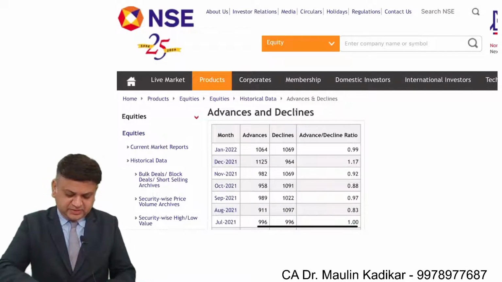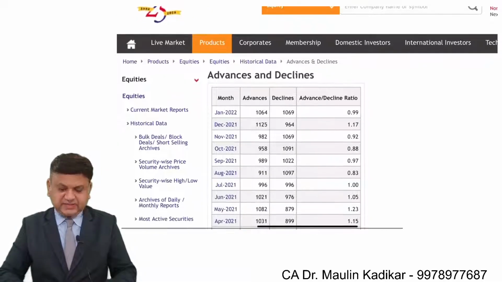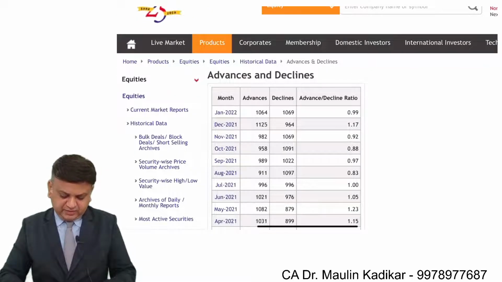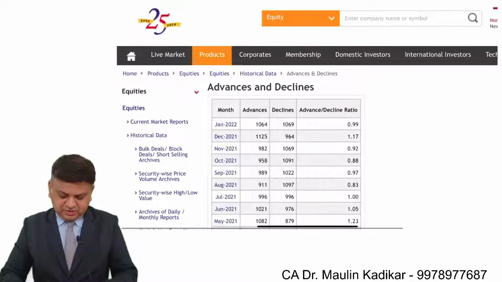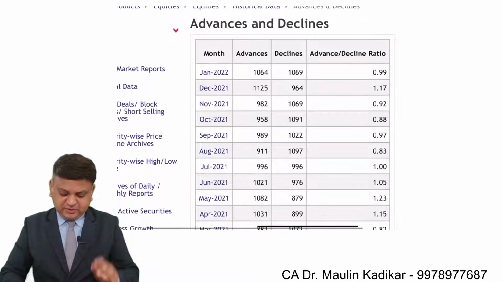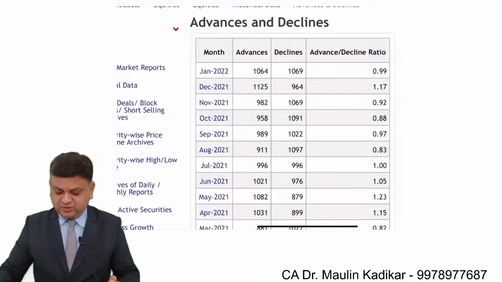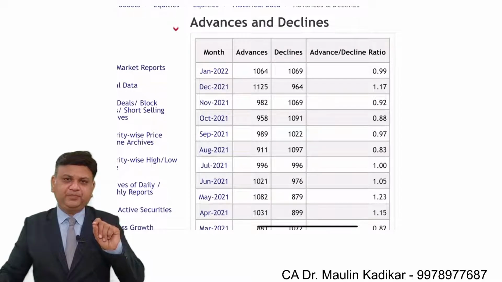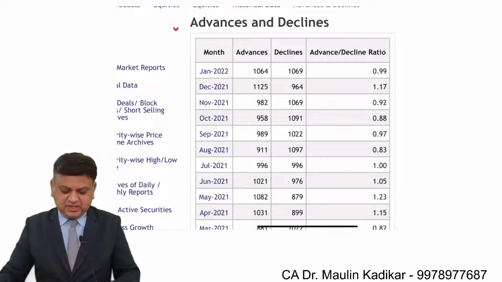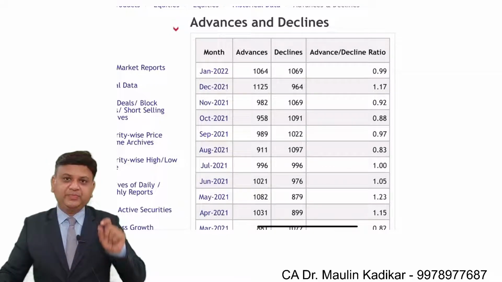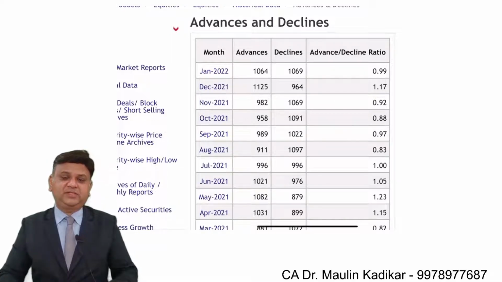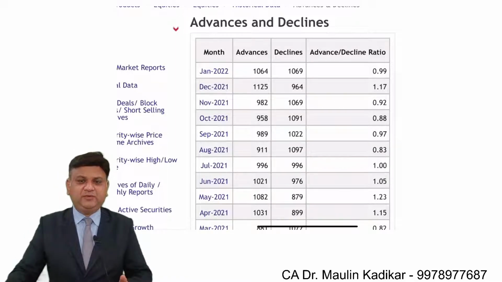So over here, friends, you can see the advances and declines information that you will be able to find on the National Stock Exchange. In the month of January, advances are 1064, minus declines of 1069. So the difference is 5. It may be positive or negative, that does not make any difference. This 5 is divided by the total number of trades. What is the total number of trades? That we do not know. However, this ratio is 0.99.